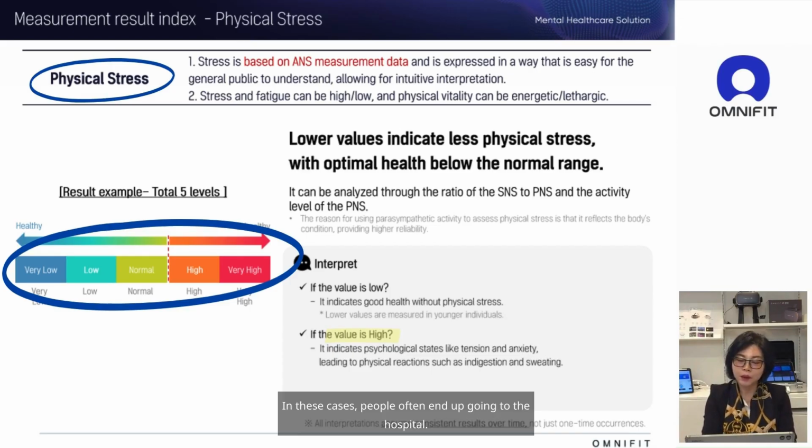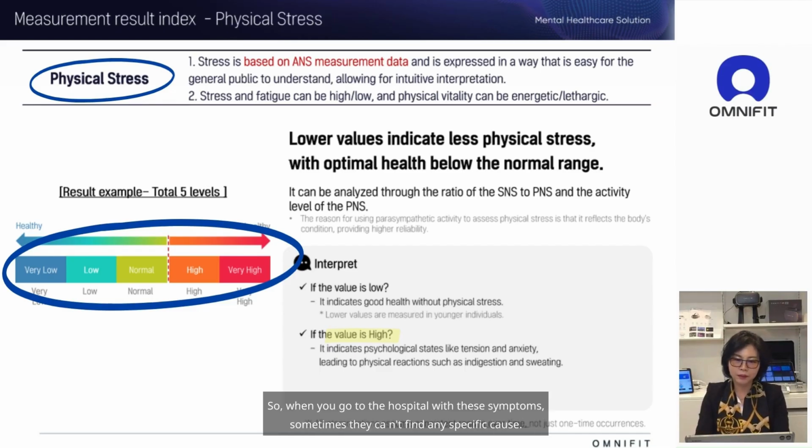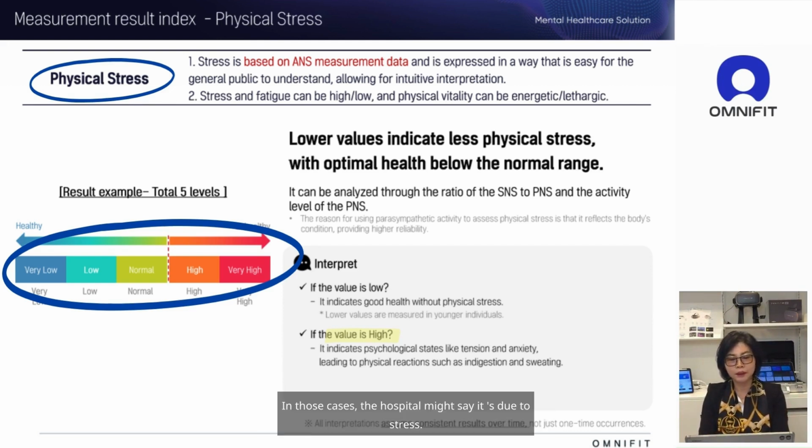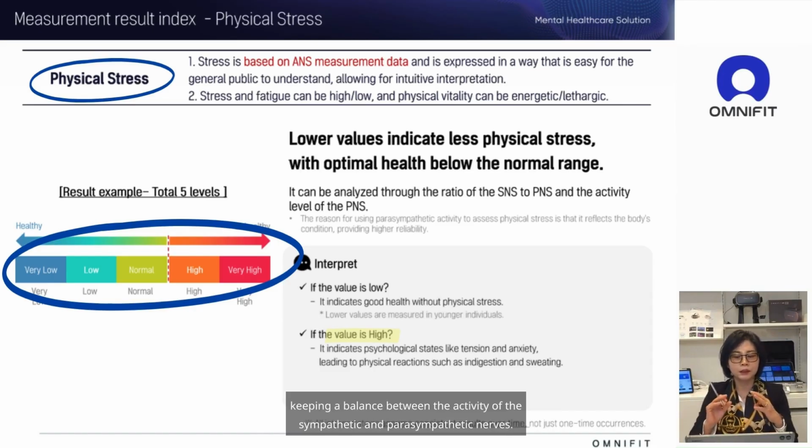In these cases, people often end up going to the hospital. I have a headache and I need to go to the hospital. My head feels heavy. I have trouble digesting food. So when you go to the hospital with these symptoms, sometimes they can't find any specific cause. In those cases, the hospital might say it's due to stress. So when it comes to the autonomic nervous system, it's very important to maintain a healthy state by keeping a balance between the activity of the sympathetic and parasympathetic nerves.